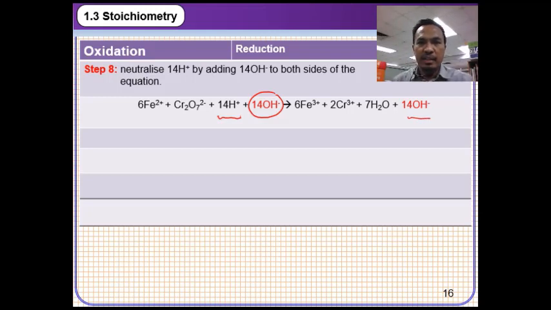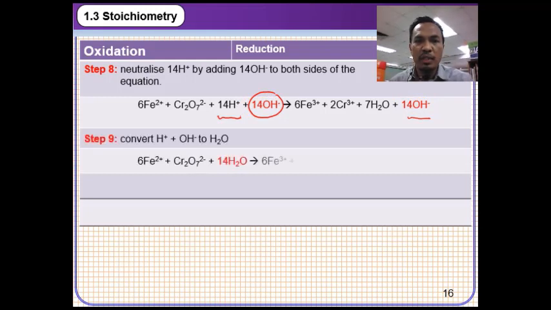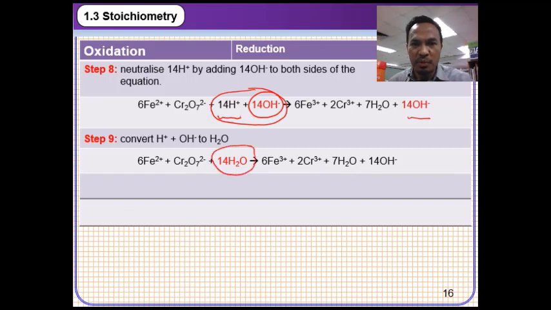Okay, next, we convert hydroxide and H plus to H2O. This 14 H plus and 14 hydroxide, we convert to 14 H2O, while hydroxide at the opposite side remains as hydroxide, indicating that this reaction occurs in basic medium.